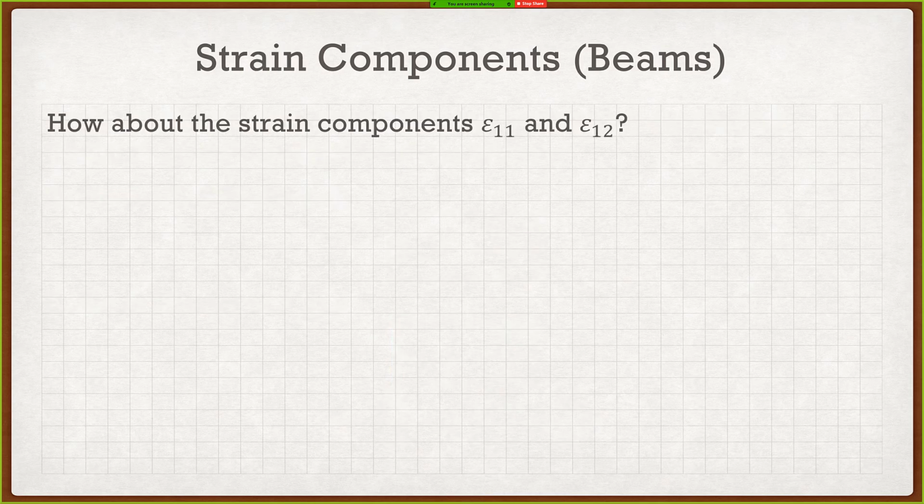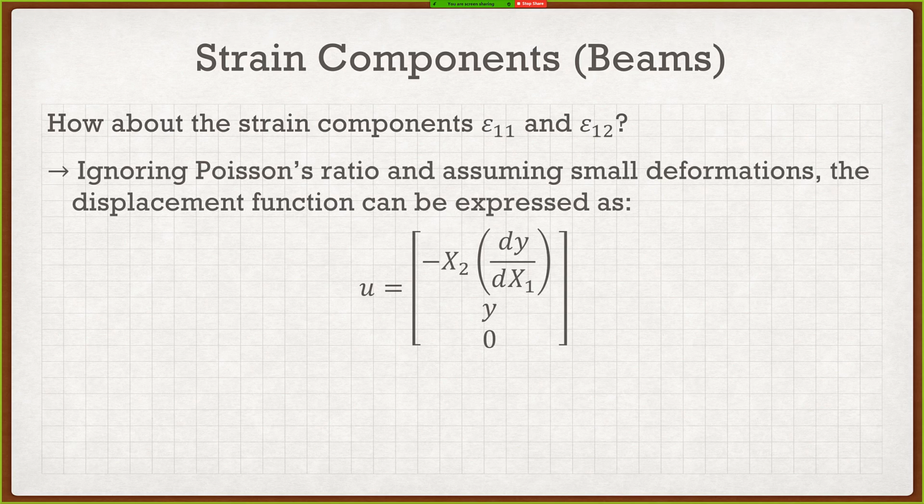The thing that's a little bit different than assignment 7 is we didn't talk about the strain components in beams. Remember that in assignment 7 we asked for the stress components, but we didn't ask for those strain components. So how do we figure out those? Well, if we ignore Poisson's ratio and assume small deformations at the same time, the displacement function can be expressed simply as u1 equal to -x2 multiplied by the first derivative of the deflection function. U2 is simply going to be our deflection function y, and U3 is going to be 0.